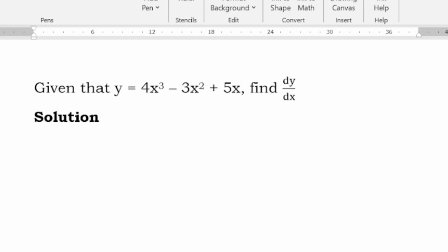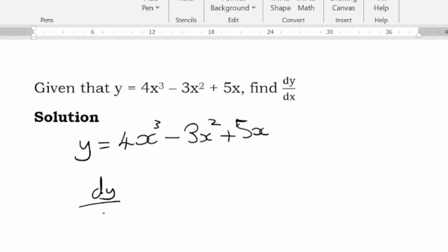Given that y is equal to 4x cubed minus 3x squared plus 5x, find dy/dx. So dy/dx here is very straightforward.